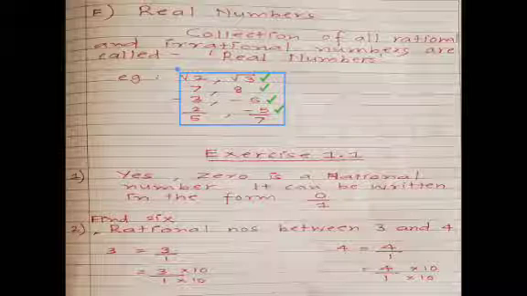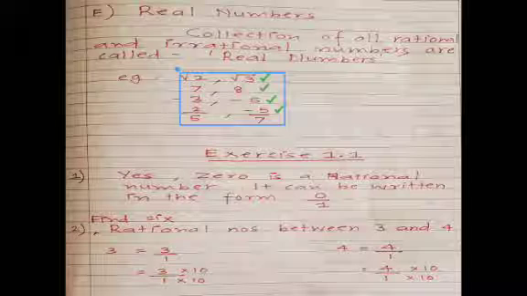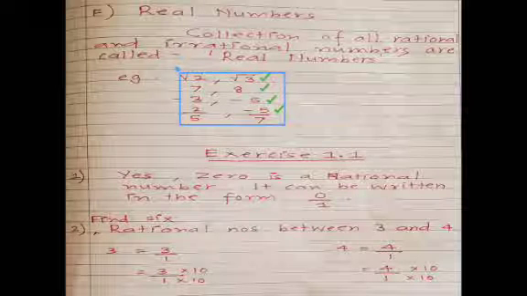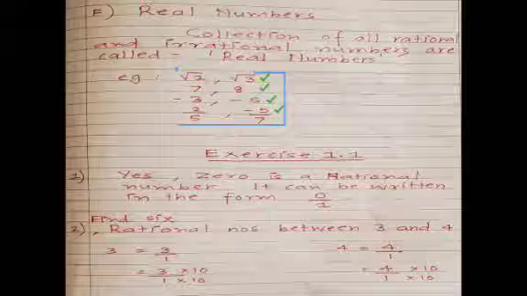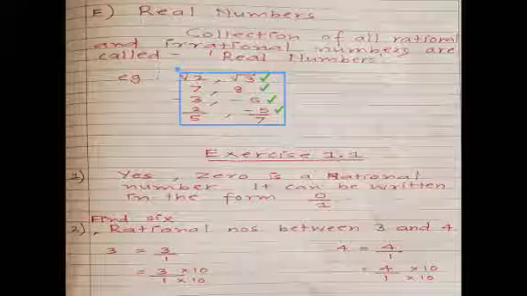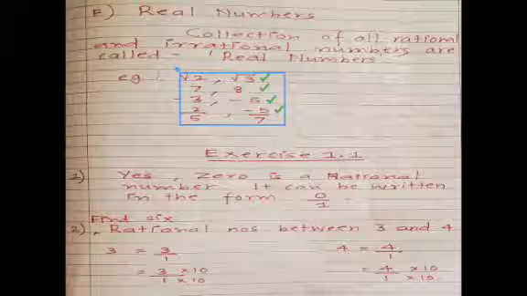Let us quickly recall the types of numbers that we have discussed as of now: the natural numbers, the whole numbers, the integers, the rational numbers, the irrational numbers, and finally the collection of all these numbers, which are referred to as real numbers. Now, since we have understood the classification of numbers, let us apply this knowledge and solve a few questions from the NCERT textbook.